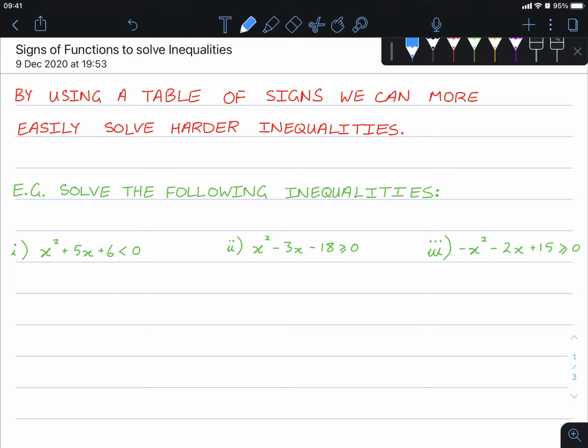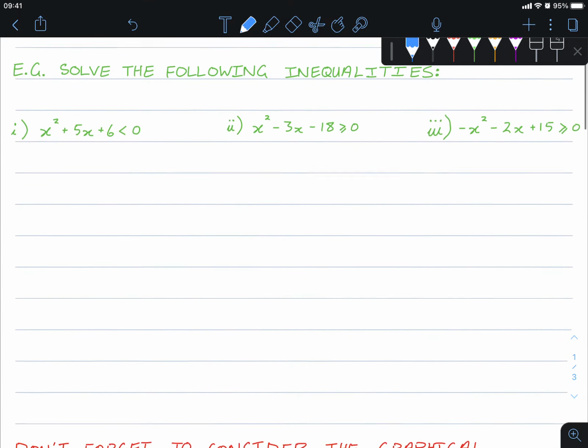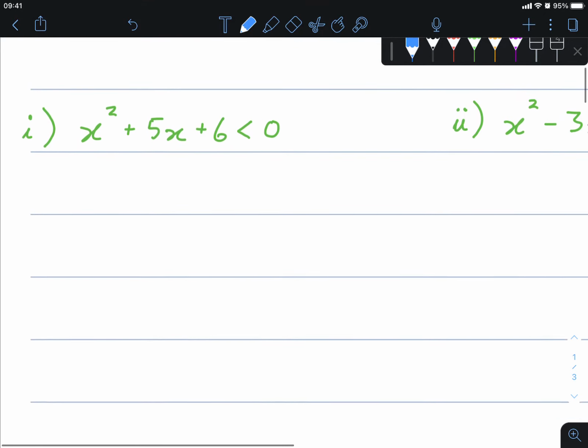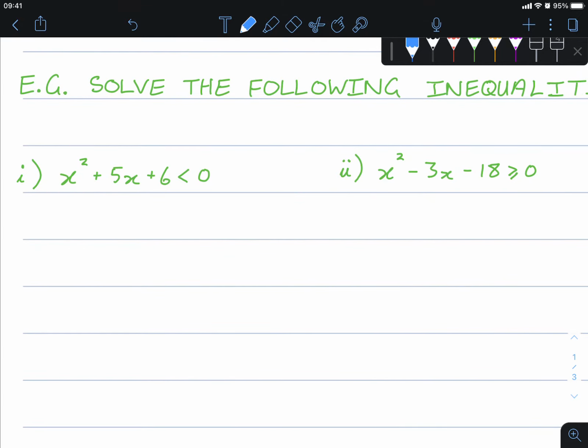Hello class, this is a continuation on the signs of functions to solve inequalities. By using a table of signs, we can more easily solve harder inequalities. Just to demonstrate how we did this before and the problems that we encountered, let's solve this as we normally would have. Let's factorize this.